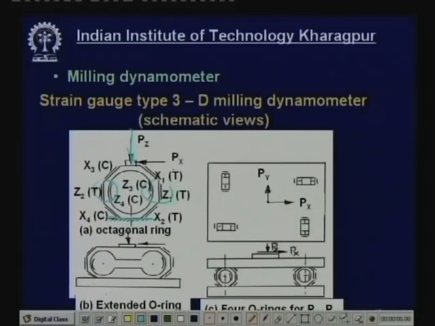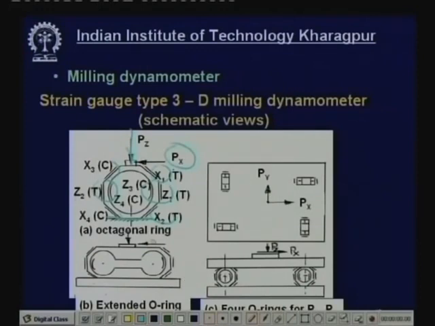Mount 4 strain gauges here. Say Z1, Z2 under tension, Z3 and Z4 under compression, for Pz. Then you complete the Wheatstone bridge and measure it. For Px, there will be tension here, tension there, and compression here and here. So 4 gauges X1, X2, X3, X4, when connected to the Wheatstone bridge, will give you the Px.